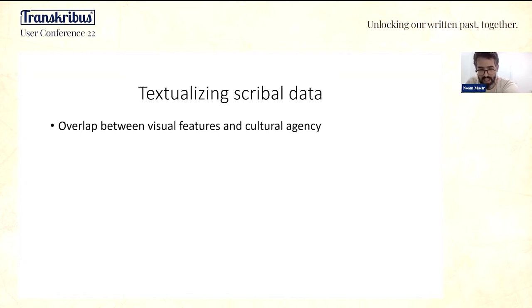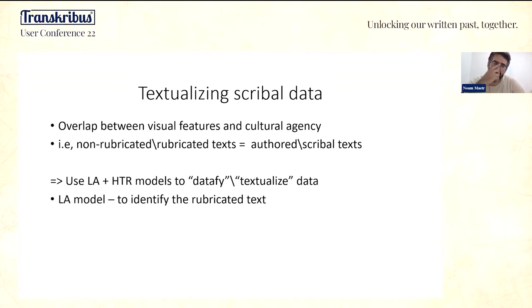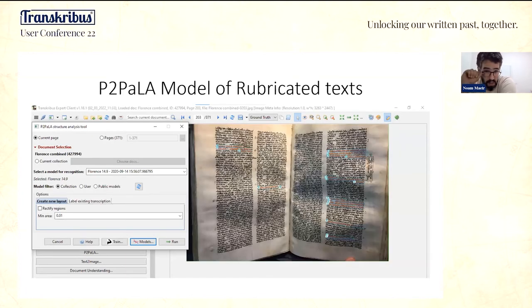I've seen other presentations today, which were all amazing, and some of them were talking specifically about layout analysis and tagging. What we have in the Syriac manuscripts is an overlap between the visual feature and the agency, which is what I just showed you. So my thought was that a layout analysis model could identify the rubricated text, and then an HTR model will do the reading of the Syriac text. It's basically what I did.